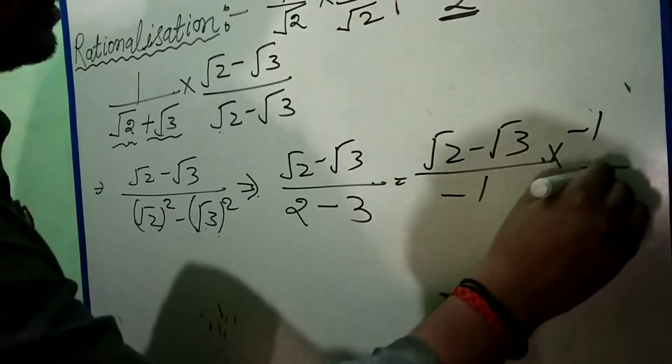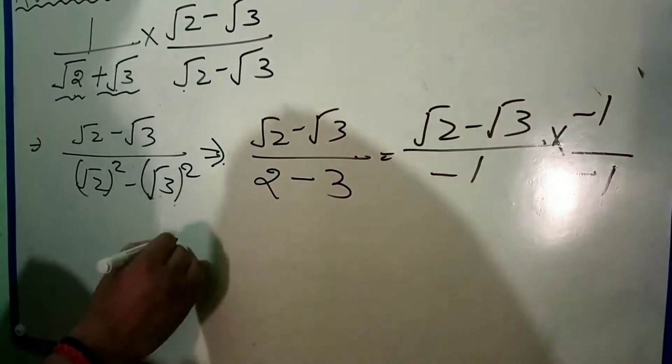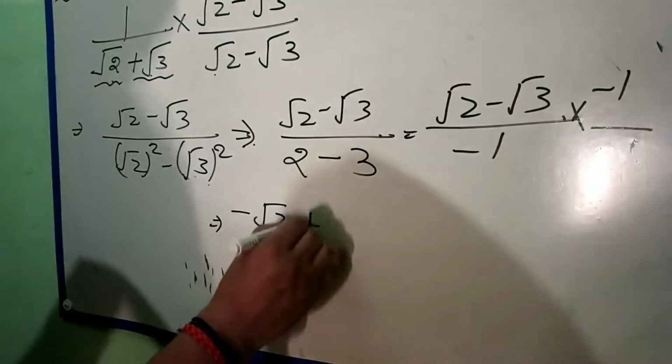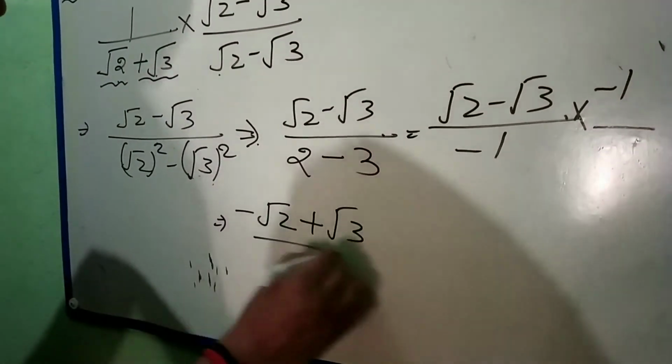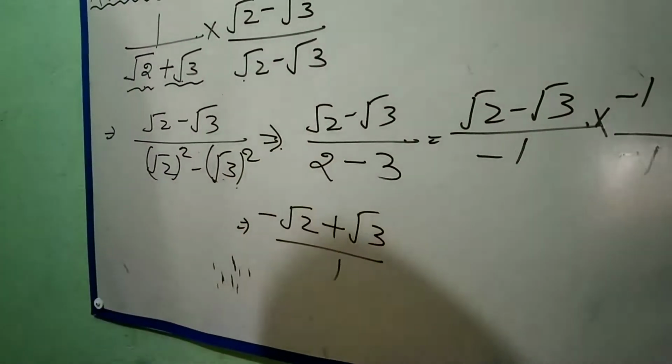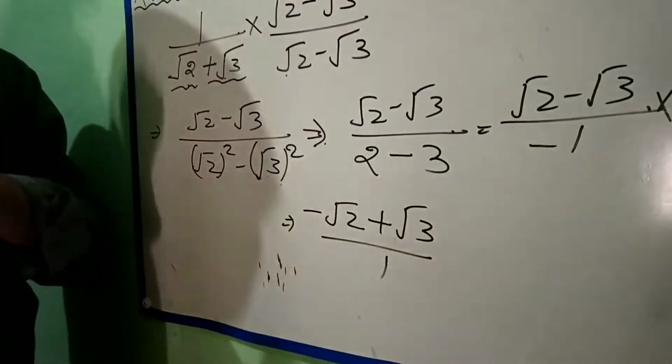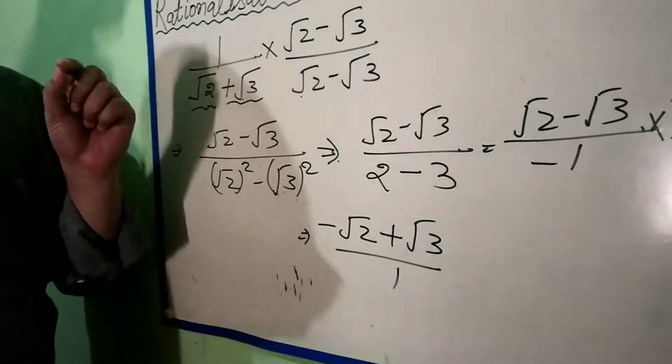Now you can multiply both numerator and denominator by minus 1 to make it positive. So it becomes root 2 with a minus sign and root 3 with a plus sign upon 1. That is how you will rationalize the given expression.